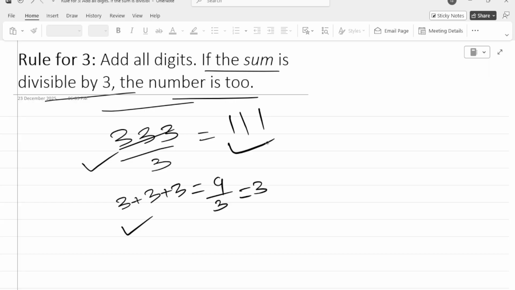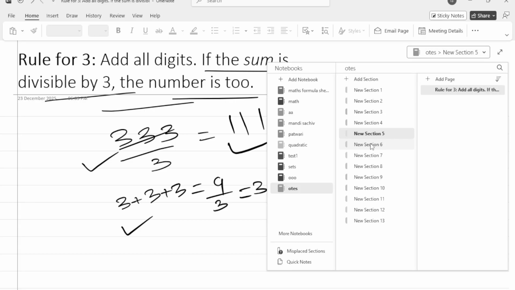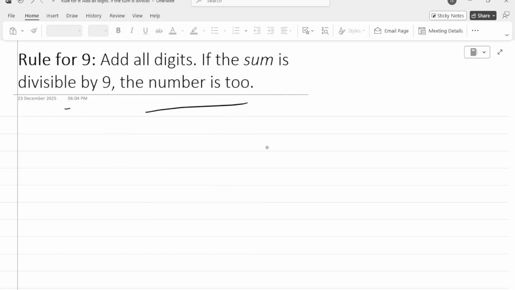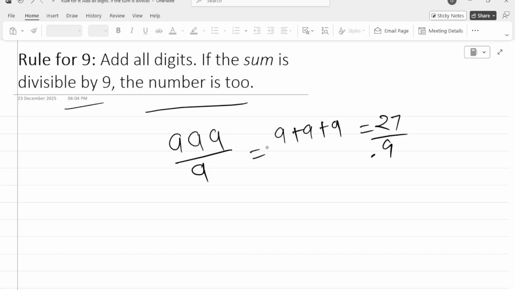Here's the same rule for 9. Add all the digits, and if the sum is divisible by 9, the number is also divisible by 9. For example, I took 999 and let's check divisibility by 9. First we add: 9 plus 9 plus 9 is 27, and 27 is divisible by 9, 3 times, so the number is also divisible by 9. 9 ones are 1, 9 ones are 1, 9 ones are 1. Here you can look.